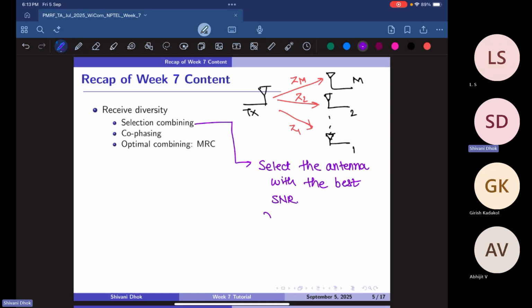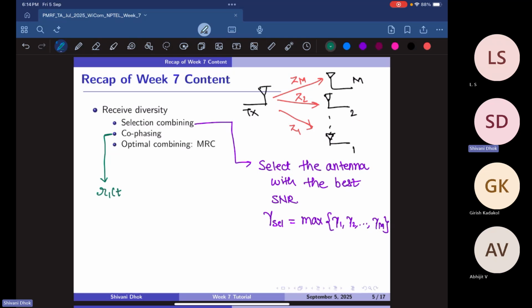So this gamma in selection combining is the instantaneous SNR, which is basically the max of the SNRs of each antenna. And we also saw the statistics of this particular thing. After that, we said that we anyway have a large number of antennas, then why discard the information that we are receiving at every antenna? Let us be a little bit clever and use the information that we have at all the antennas.